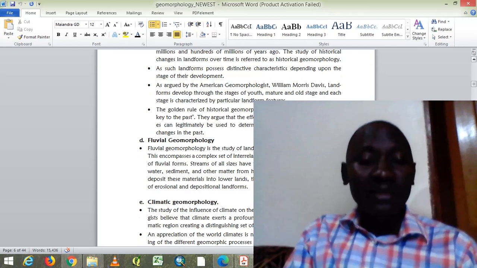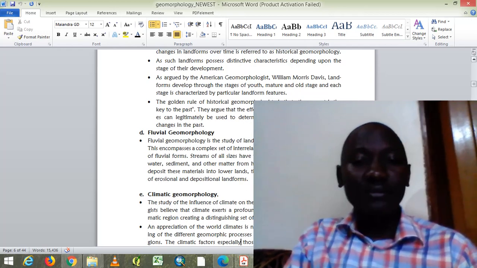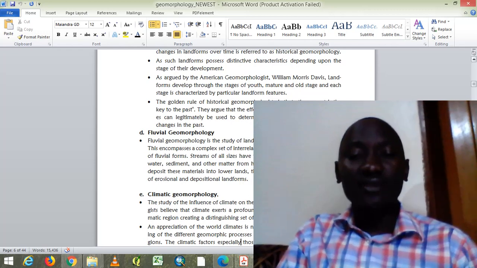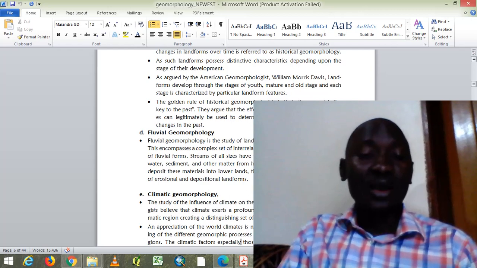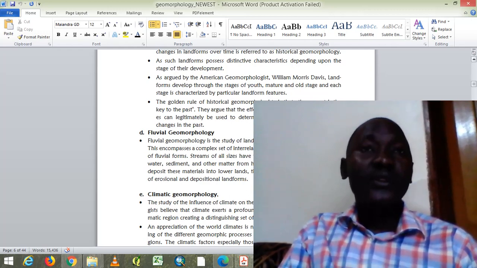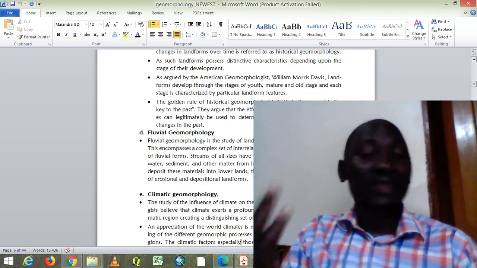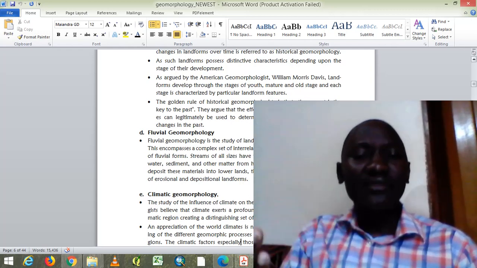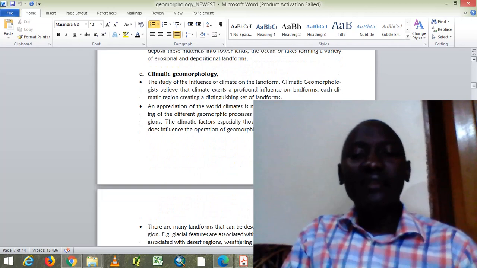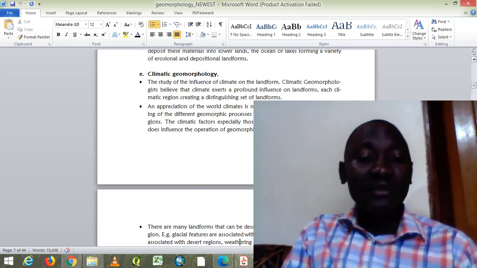And then lastly, or the next one, we have fluvial geomorphology. This one, just like the name suggests, pays attention to landforms developed by flowing water, landforms that result from the work of rivers or streams. Streams of all sizes perform these basic functions. They move water, they move sediment, and any other form of matter from higher land surfaces and ultimately deposit these materials into lower ends.